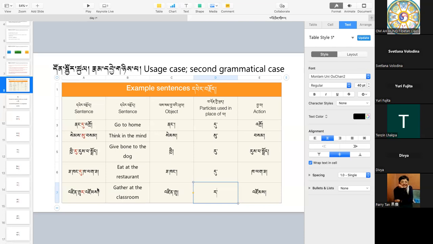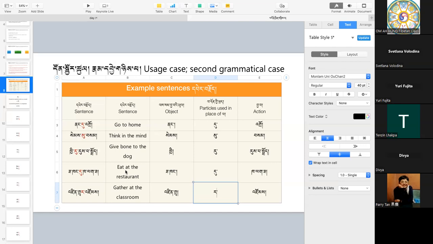So this is the second grammatical case, and you see that the meaning changes according to the context. So first one is nang to, go to whom. The action is done towards something, so to. Second one is simsusam, think in the mind, because the action is done in or into, so it's in a confinement of something, so in.